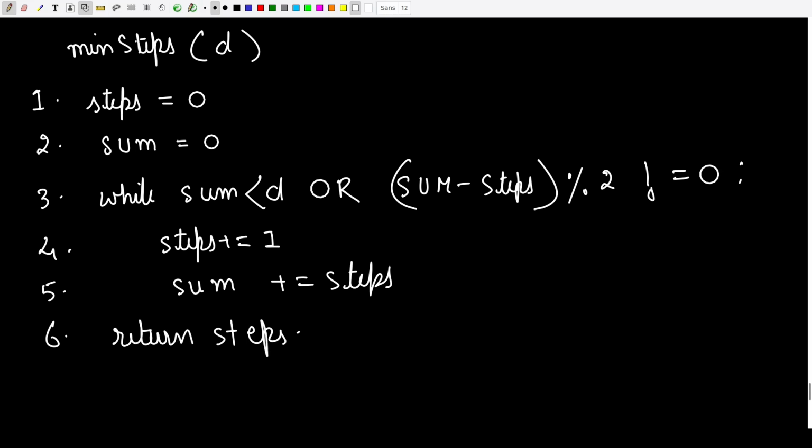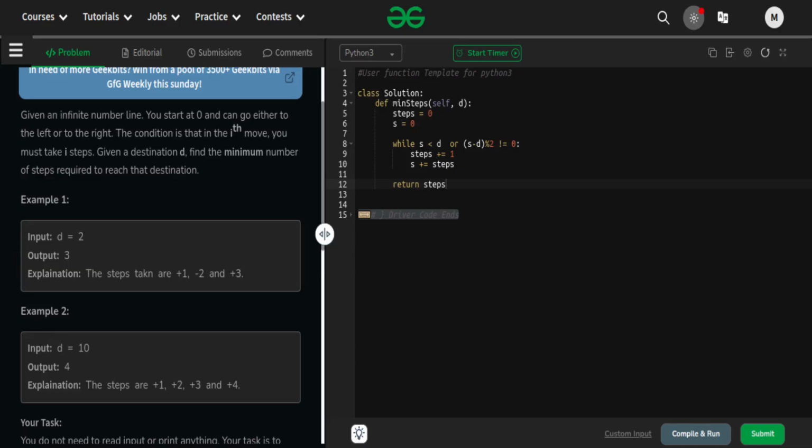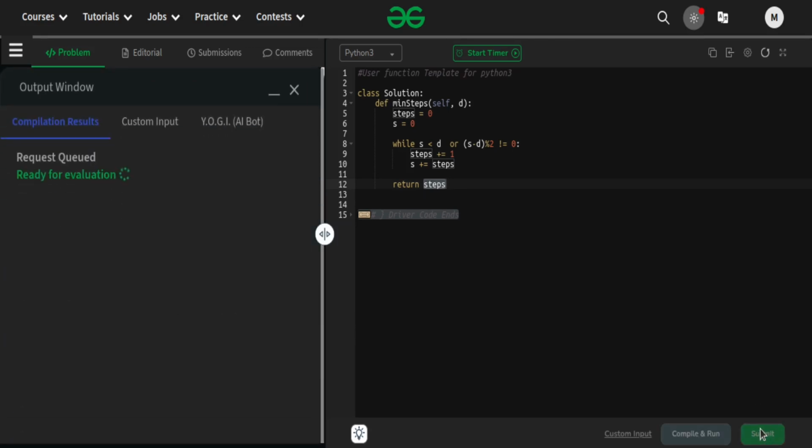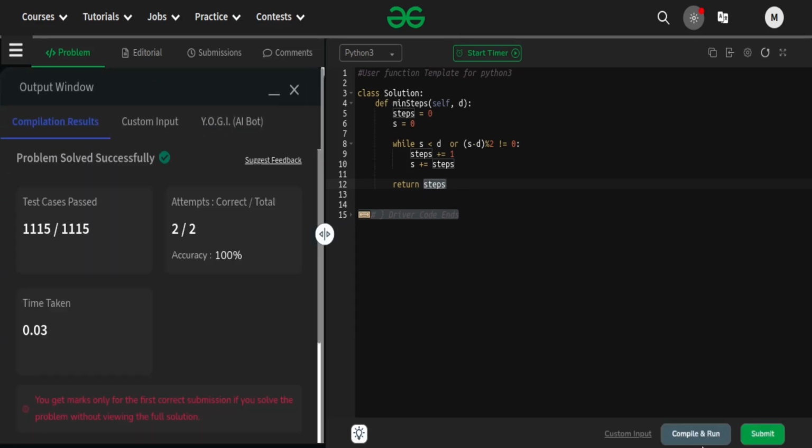Now let us see how we have implemented this in Python. So the implementation is pretty much the same. So over here steps equals 0 and s, which is the sum, equals 0. And we are going to iterate while s is less than d or s minus d is not an even number. And then steps will be increased by 1 and s will be increased by s plus steps. And towards the end, we are going to return steps. So that's the code, folks. Now let us submit our solution. So our solution got accepted.